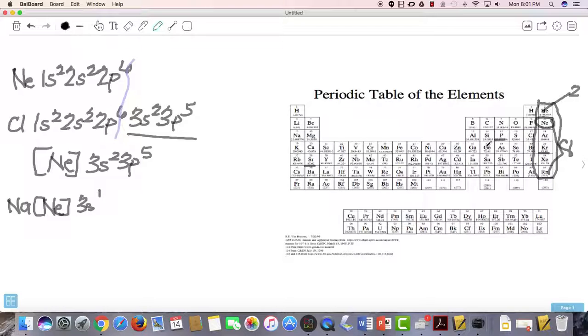Let's try another one. Let's take a look at carbon. What noble gas comes immediately before carbon? Helium. So now we write everything that comes after helium. Helium takes care of our 1s2. So we'll pick up with 2s2, and then going to carbon, that becomes 2p2. That is the noble gas configuration for carbon.